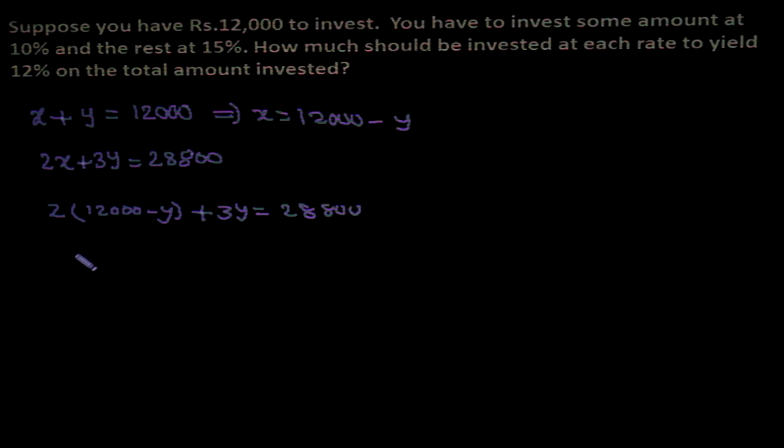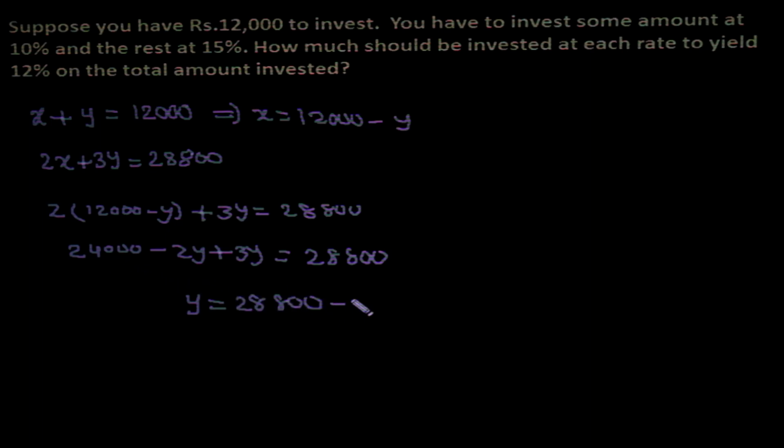2 into 12,000 is 24,000, minus 2 into y, 2y, plus 3y is equal to 28,800. 3y minus 2y is y. y is 28,800 minus 24,000. y will be 4,800.